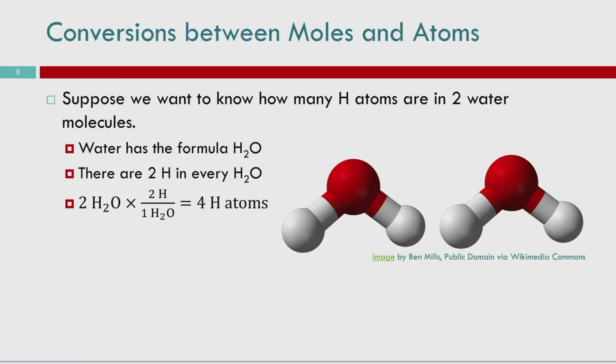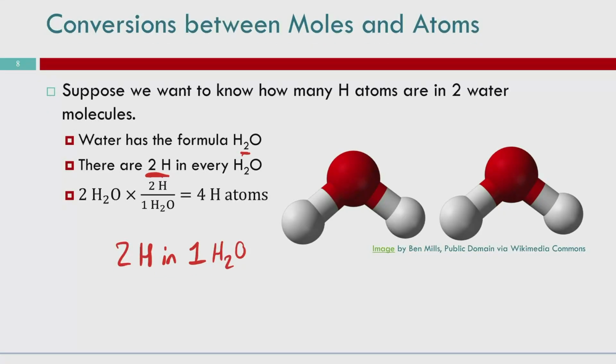Let's say that we want to know how many hydrogen atoms are in 2 water molecules. Water has the formula H2O. The 2 here means that we've got 2 hydrogens in every H2O. So we can figure out how many hydrogen atoms we have, because we've got 2 hydrogens in 1 H2O.